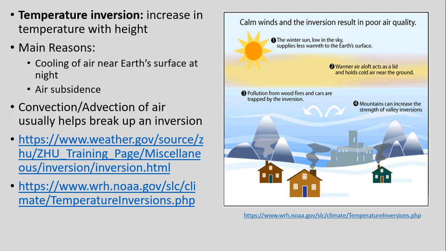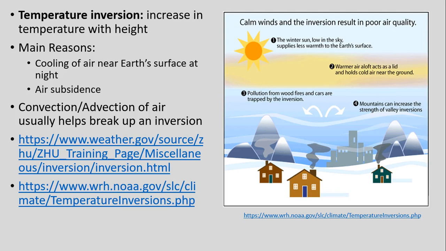Another main condition is air subsidence. So if you have sinking air, colder air that sorts itself out at night, particularly, and ends up sinking down into lower elevations, that can create a warmer cap above it. This is important, especially in parts of the Western United States. You can get quite strong and lasting temperature inversions for quite a length of time, especially in the winter months, as shown by the image here on the right.